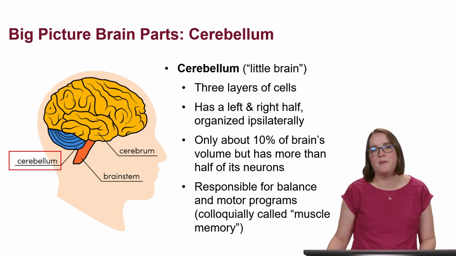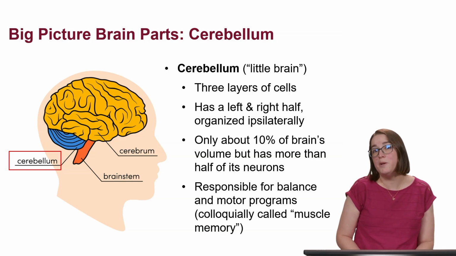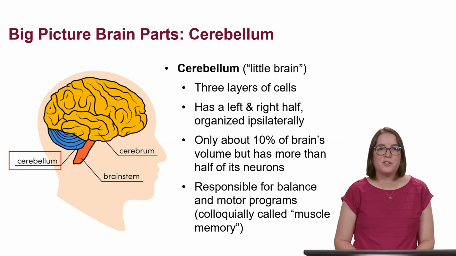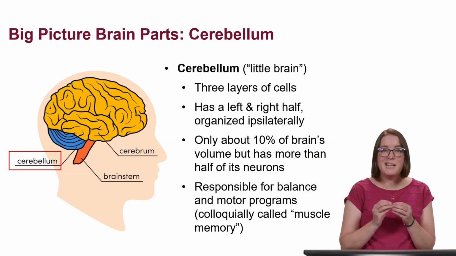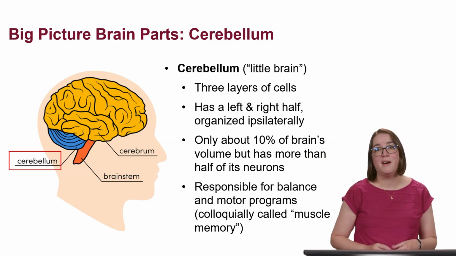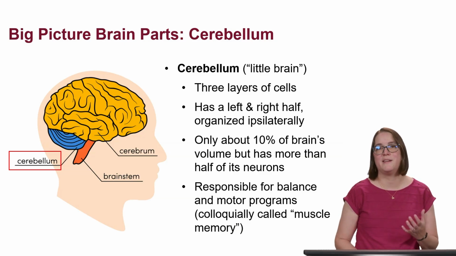The next major part of the brain is the cerebellum, which, as I'm sure you already know, means little brain in Latin. This structure is indeed a little brain. It only has 3 layers of cells instead of 6, and it only makes up about 10% of the brain by volume. But it has a lot of super tiny and densely packed cells. More than half of the neurons in the brain are in the cerebellum.